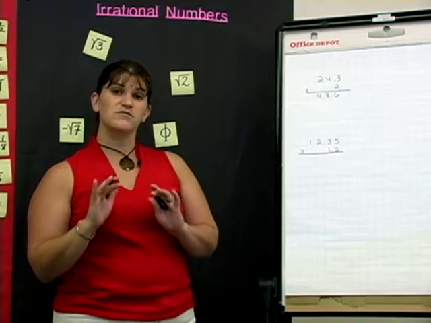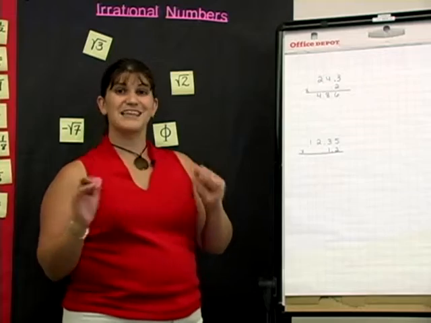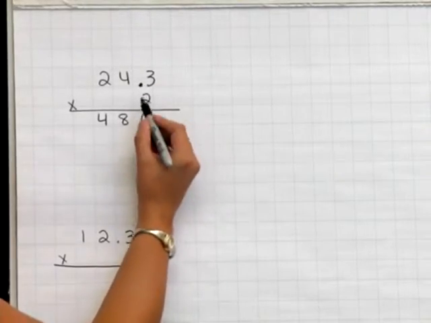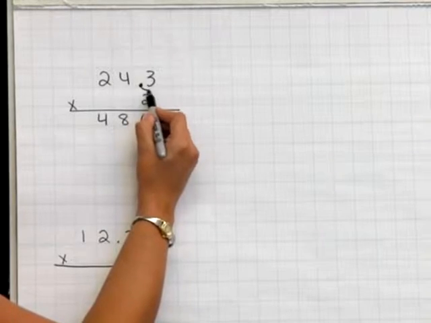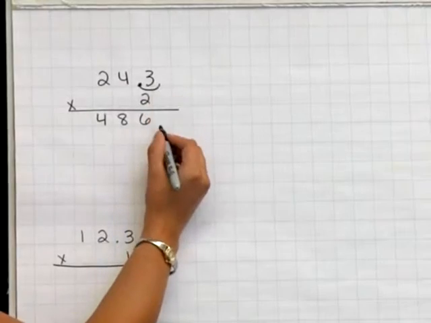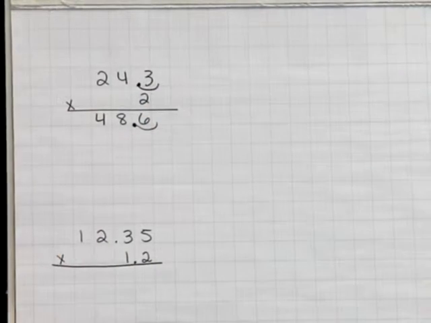Now, in order to find where I put the decimal, we simply count the decimal places. For instance, we have this number right here. Our decimal is here, and there's only one number behind it. So we've moved this one space. So we move it here, one space. And our product is 48.6.